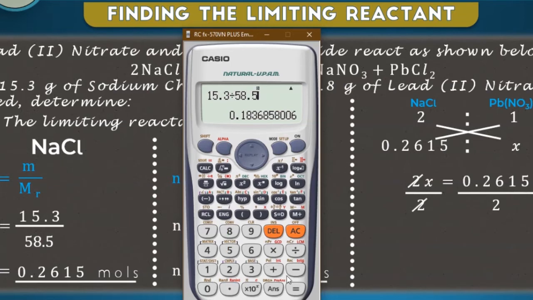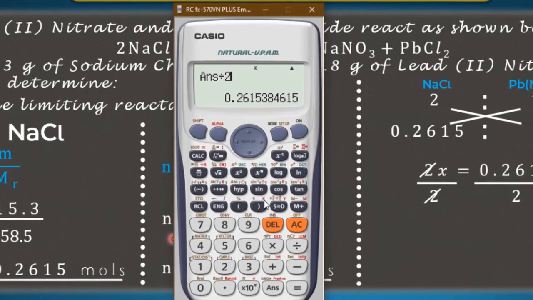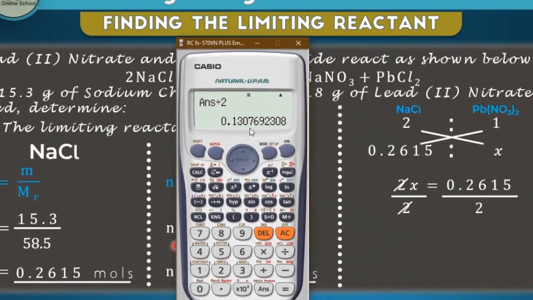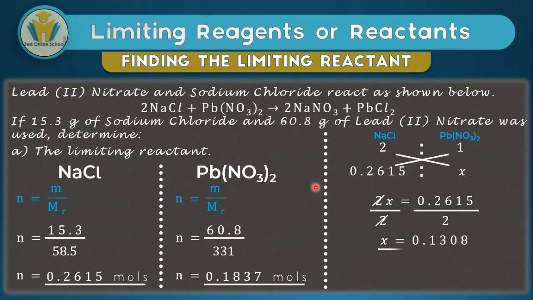I guess you can see I want the accurate answer. This one was rounded off. I want to use the one that wasn't rounded off, then divided by 2. My answer, as you can see, is 0.13076. When I round off to 4 decimal places, I have an 8 instead of a 7. Therefore, x is equal to 0.1308.